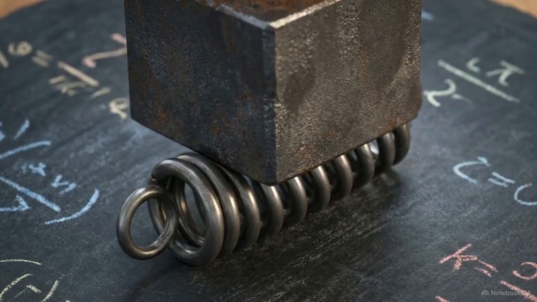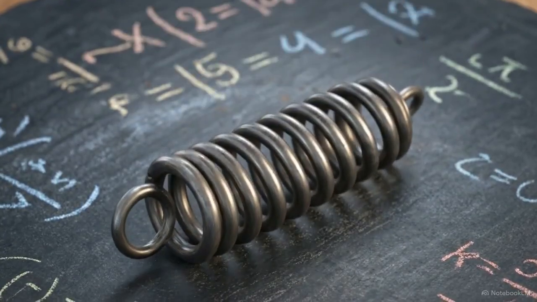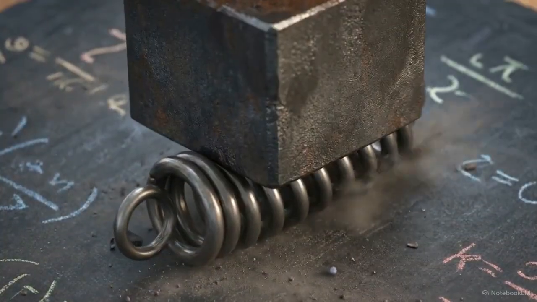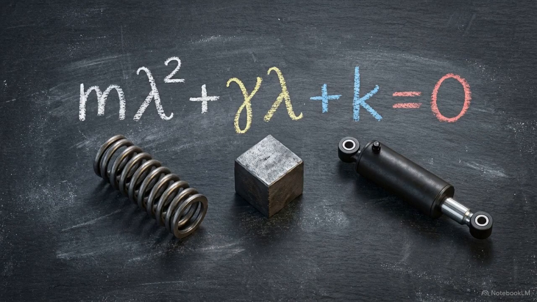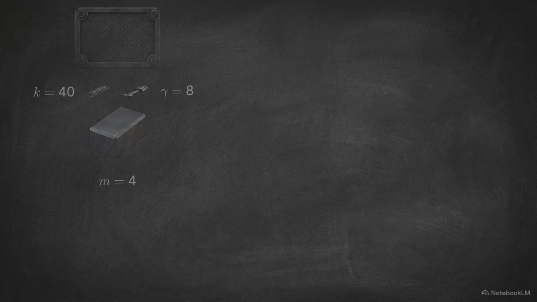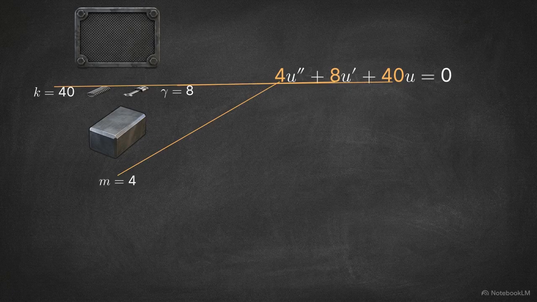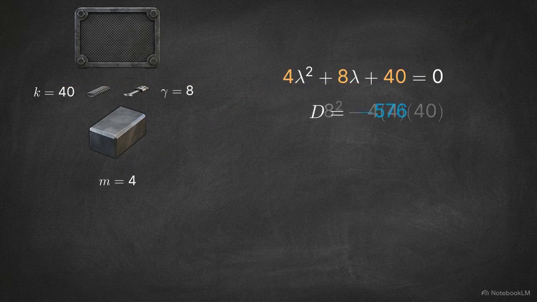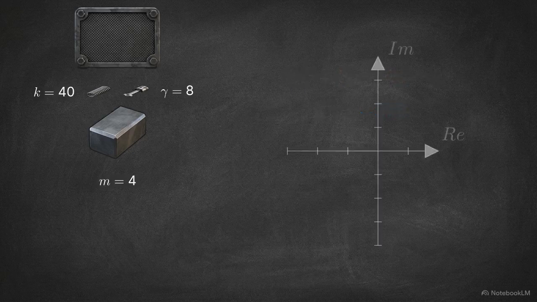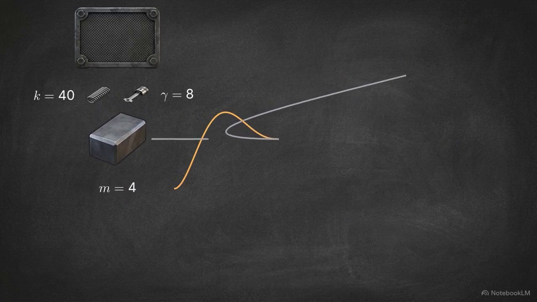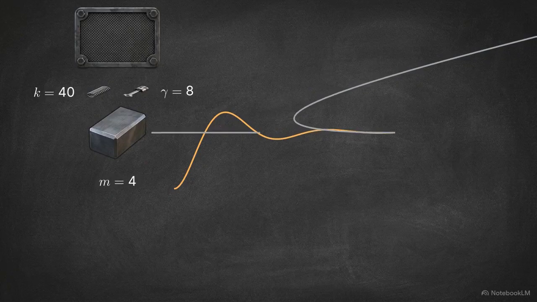These abstract characteristic polynomials perfectly mirror the behavior of physical objects, like this industrial spring compressing under a steel block. Applying Newton's second law to a mass spring damper system yields the same structural polynomial. Equation 4u double prime plus 8u prime plus 40u corresponds to mass 4, damping 8, and stiffness 40. The -576 discriminant pushes the roots into the complex plane. This underdamped system means the mass undergoes a sinusoidal oscillation, exponentially decaying back to equilibrium.